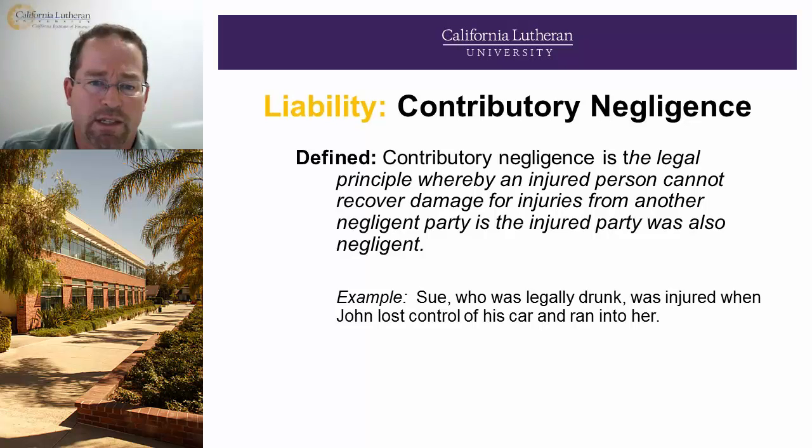Regarding contributory negligence, it is the legal principle whereby an injured person cannot recover damage for injuries from another negligent party because the injured party was also negligent. For example, Sue, who was legally drunk, was injured when John lost control of his car and ran into her. There would be contributory negligence in that situation because if she was sober, she may have been able to avoid the accident.